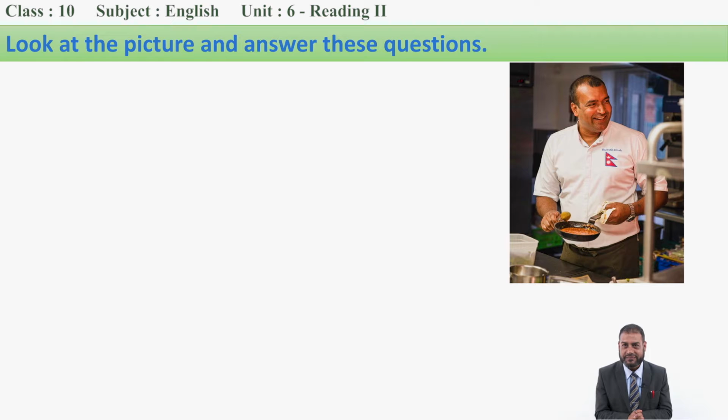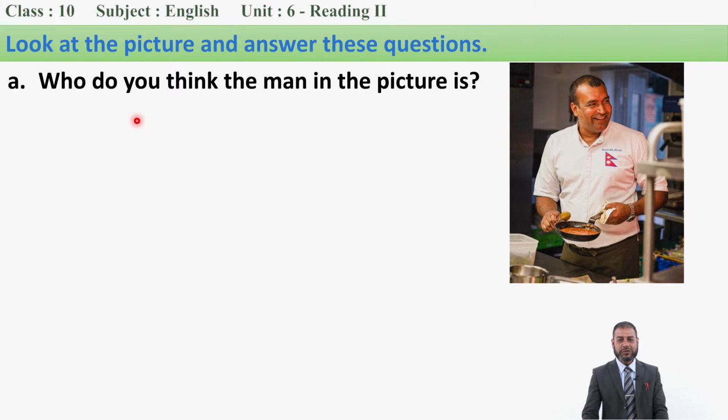Have you seen it? Good. What do you see in the picture? Yes, you are right. There is a man in the picture. Now, I want to ask you two questions based on this picture. The first question for you is, who do you think the man in the picture is? You have said there is a man in the picture, but now you have to tell me who the man shown in the picture is. Can you tell me? Wow, very smart. Mr. Santosh Saha. That's great.